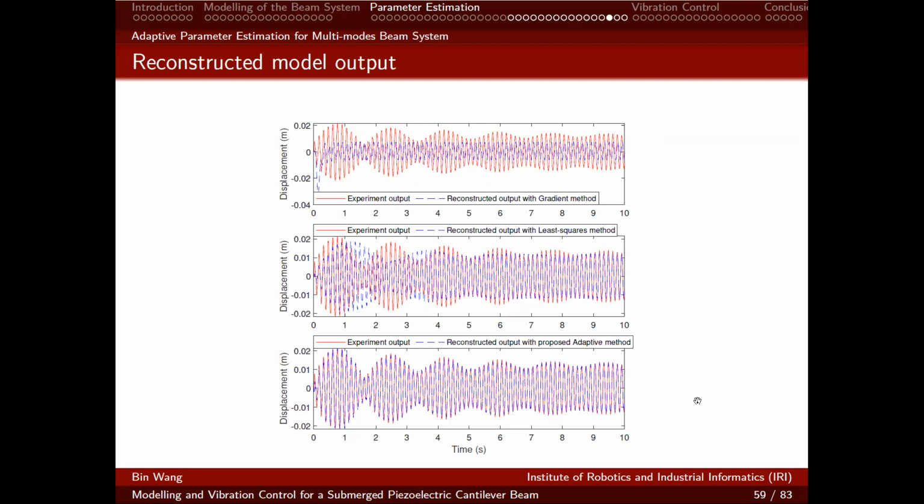To show the effectiveness of the proposed method, we reconstructed the model output. The first is reconstructed by the gradient method, and the second by least squares. The third one is reconstructed by using our method. We can see the performance of our method is the best compared with the other two methods.